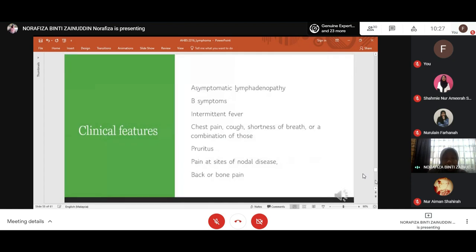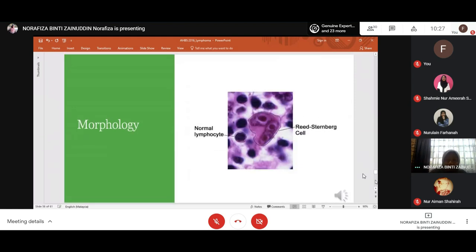So these are the clinical features of HL. The patients can present with asymptomatic lymphadenopathy, B symptoms, intermittent fever, chest pain, cough, shortness of breath, pruritus, pain at sites of nodal disease, and also back and bone pain. For the morphology, as I mentioned just now, patients with HL usually have Reed-Sternberg cells.